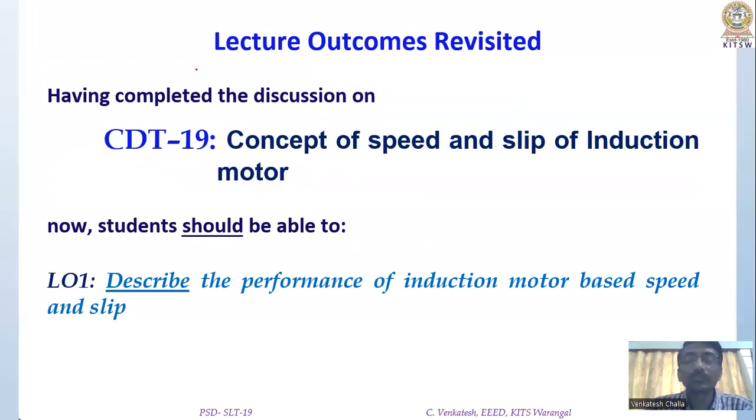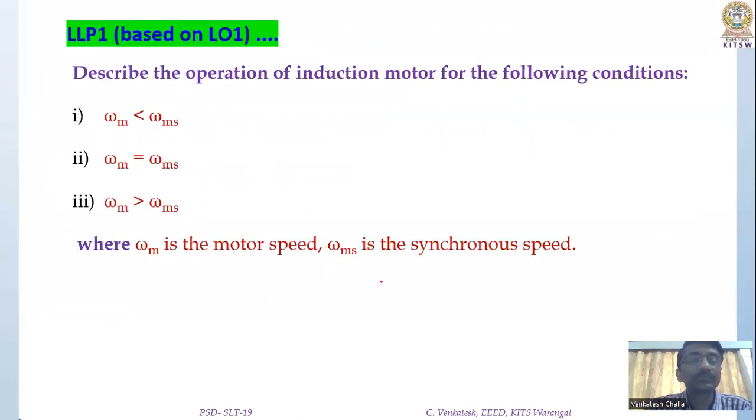The concept of speed and slip of induction motor. You should now be able to describe the performance of induction motor based on the slip and speed. Please think of these possibilities. Describe the operation of induction motor for the following conditions: omega m less than omega ms, omega m equal to omega ms, omega m greater than omega ms, where omega m is the motor speed, that is rotor speed, and omega ms is the synchronous speed.